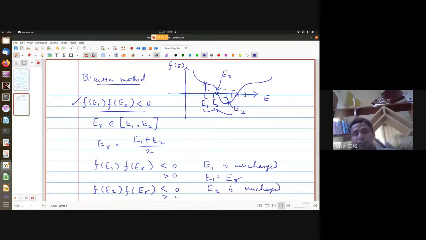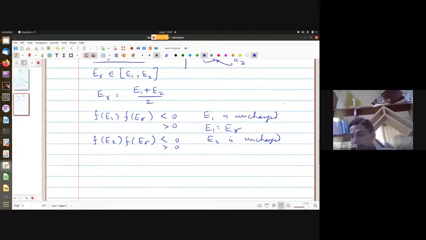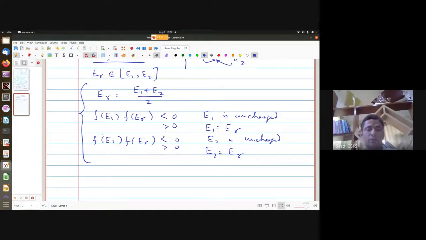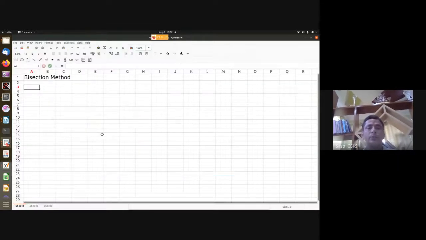And if this is greater than 0, that is, if the condition fails, then we have to shift E2 to ER. That is, E2 will check the value of ER. Okay, so this is what we have to repeat, till we attain the accuracy that we want. So now let me move to G numeric.